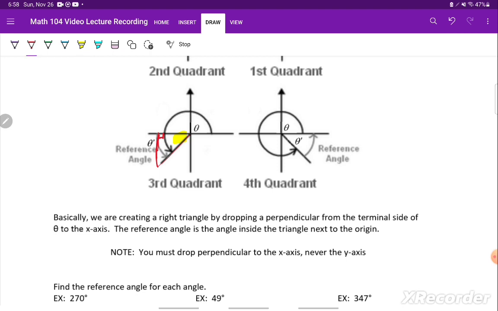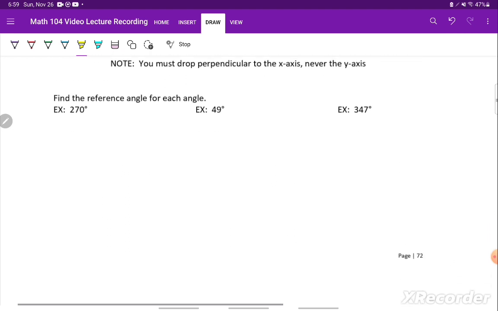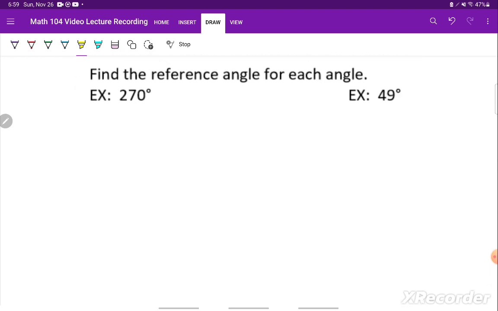One more time happening here in the fourth quadrant. Here's the terminal side of our angle. I drop a perpendicular to the x-axis, creating a right triangle, and the reference angle is the angle inside the triangle adjacent to the origin. Please note that you're always dropping that perpendicular to the x-axis and never the y-axis. So let's practice finding some reference angles for each angle.